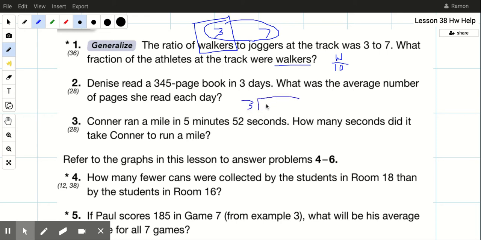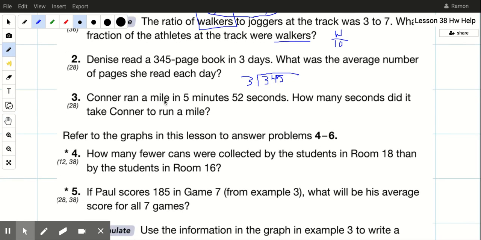Let's do a quick check to see if our quotient will be a whole number or a decimal. We'll do this using the divisibility rule for 3. We look at 345 and add up all the digits. 3 plus 4 is 7, 7 plus 5 is 12. Can 12 be divided by 3? Yes. So our quotient will be a whole number.